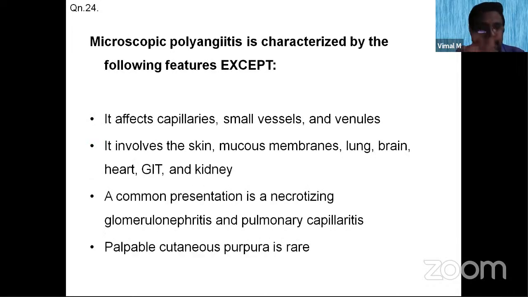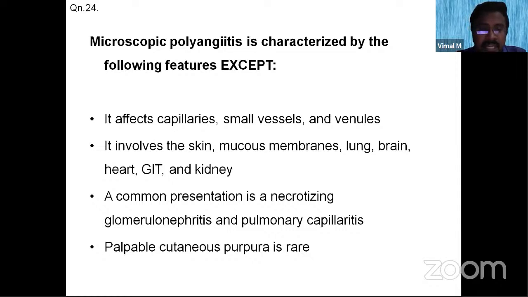Now moving on to the other question. Microscopic polyangiitis is characterized by the following features, except: first option, it affects capillaries, small vessels, and venules. Yes, small vessels, we already know that it is a small vessel vasculitis. Yes, it involves the skin, mucous membranes, lung, brain, heart, GIT, kidney. They have said about the involvement of the various organs. Let us see the other option.